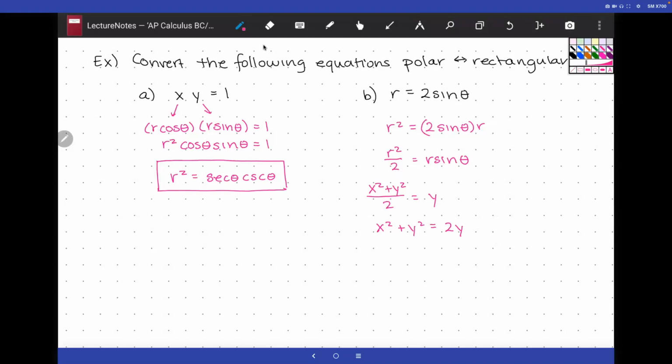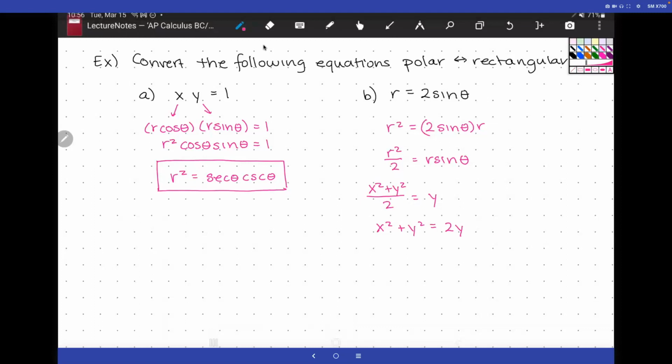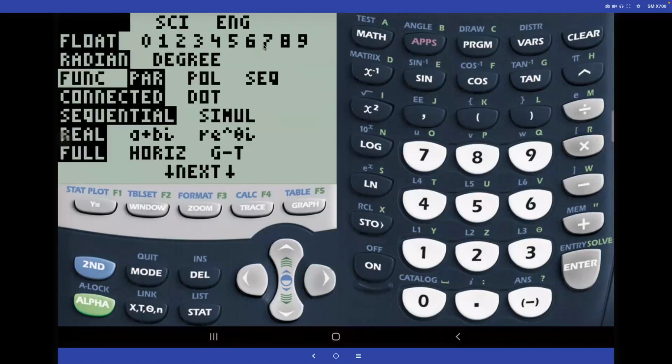Well, you know what we can do? We can graph it. R equals 2 sine theta. Remember how I showed you your calculator could do parametric? It can also do polar. Same way, if you go into mode, right next to parametric is polar.